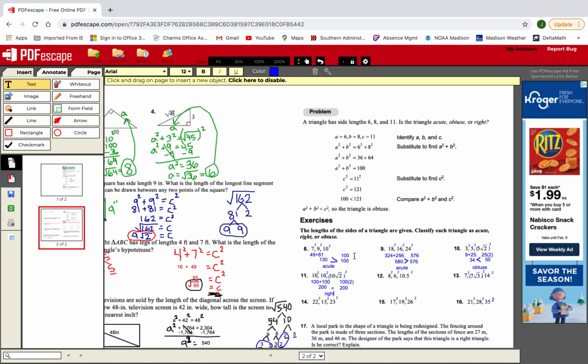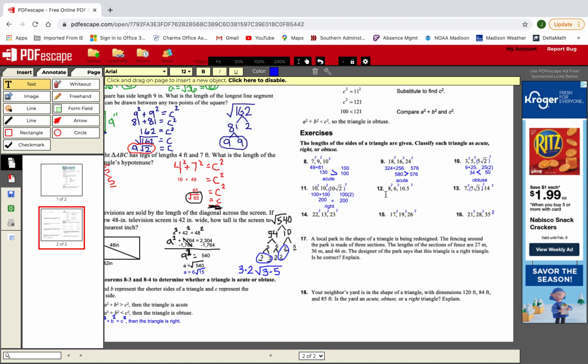Okay, so for number 12 here, we have 8 squared, which is 64, plus 6 squared, which is 36. And then we have our c squared, which is 10.5 squared, which I also do not know off the top of my head, but that's okay. The calculator does. 10.5 times 10.5 is 110.25. And I can tell you right now, these aren't equal to each other. So 64 plus 36 is 100.